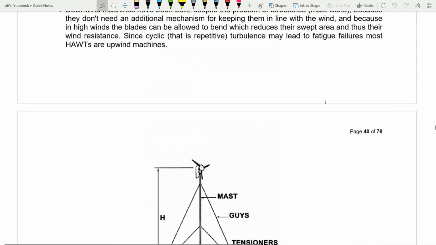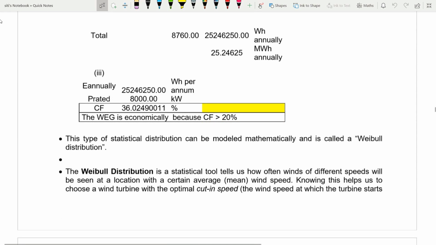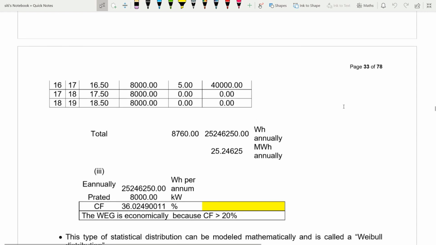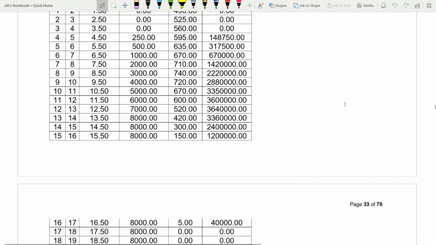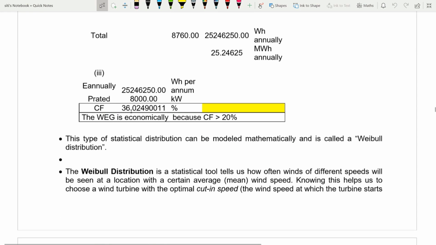So go back to the example. This is the energy annually, where power is already multiplied with the hours. So you get energy, and then you divide by P rated 8,000 multiplied with the number of hours in 1 year, which is 8,760. So you get 36%. So the WEG is economical because CF is greater than 20%.